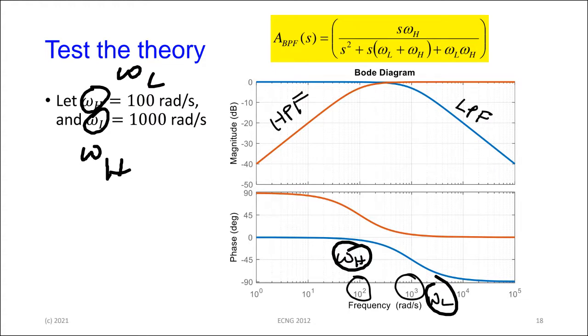So we set the low frequency at 100 radians per second, and we set the high frequency for the low pass filter at 1000 radians per second. The blue line is a low pass filter.